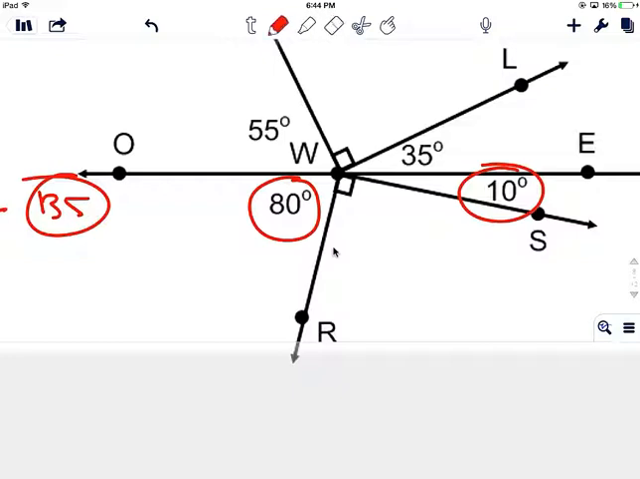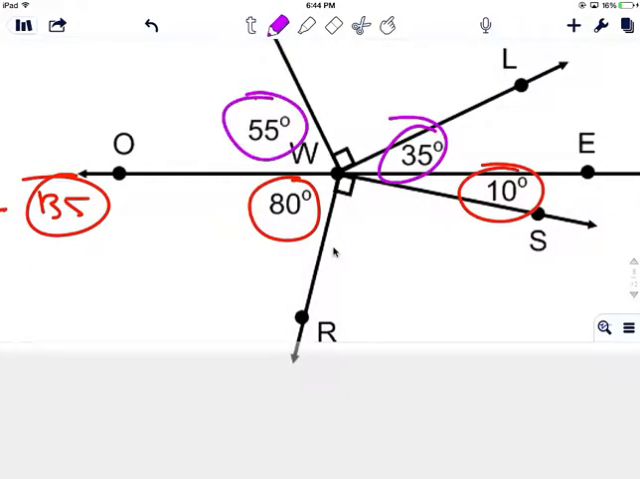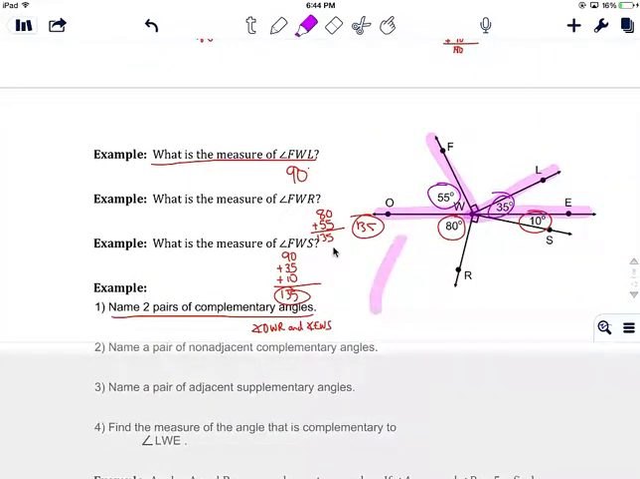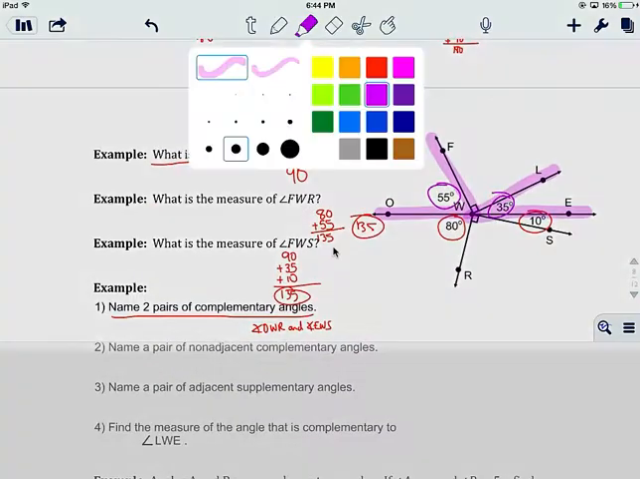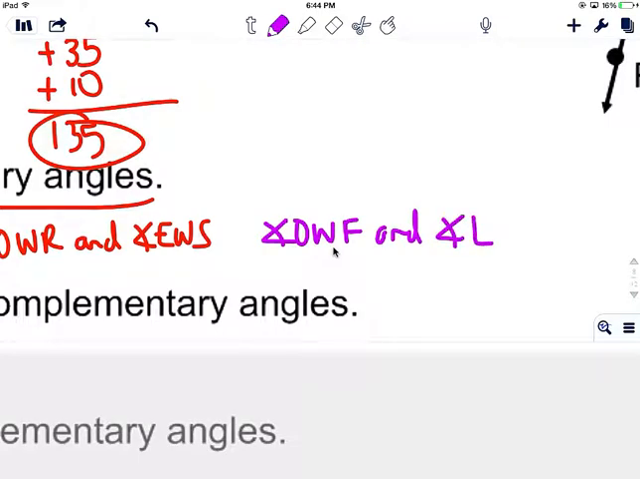Good. 55 and 35. Again, we've got to take a look and be careful. We've got to name those angles properly. If you give me the measure, you're not naming the angle. OWF and LWE. So the other pair is angle OWF and angle LWE.